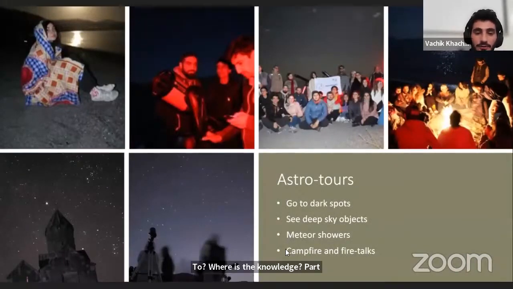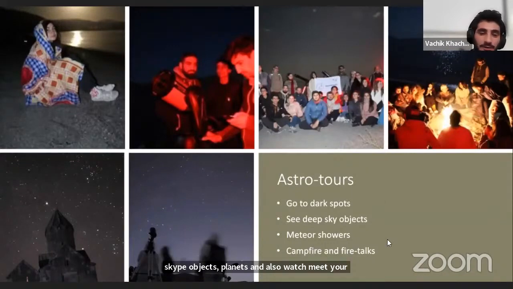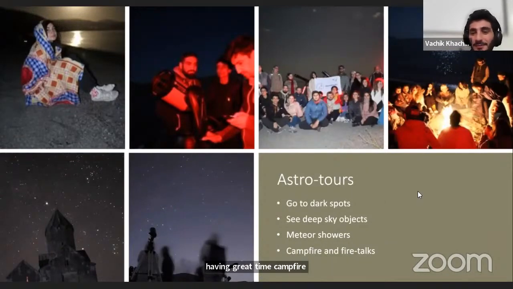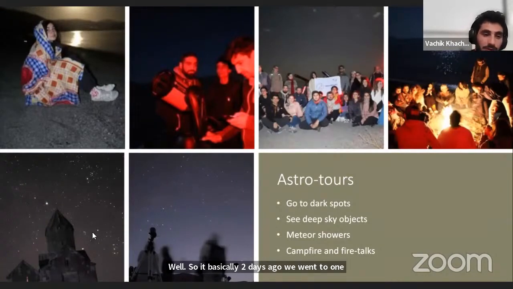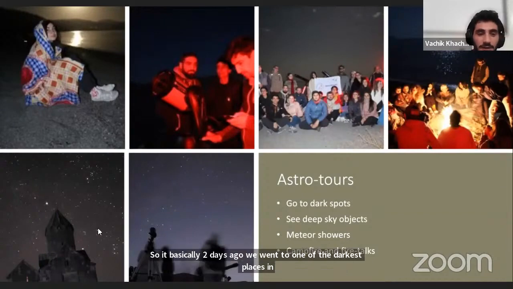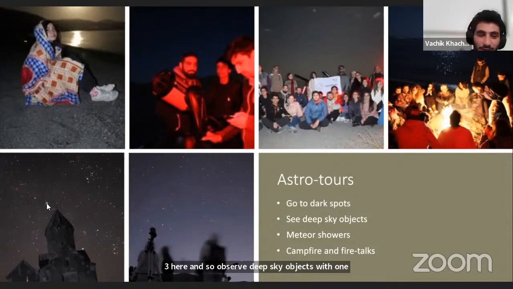We organize astro tours to go to the darkest places in Armenia to watch the night sky with different telescopes, deep sky objects, planets, and also watch meteor showers, having a great time, campfire, star talks, photography sessions as well. So basically 2 days ago we went to one of the darkest places in Armenia, in Vayots Dzor, Tanahat monastery here, and observed deep sky objects with one of Scott's telescopes, 10-inch Dobsonian telescopes.